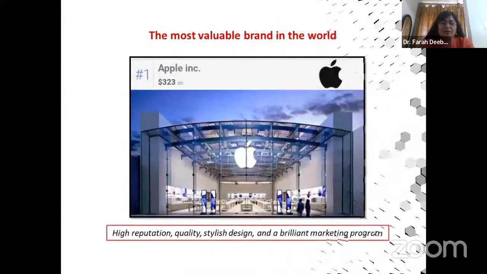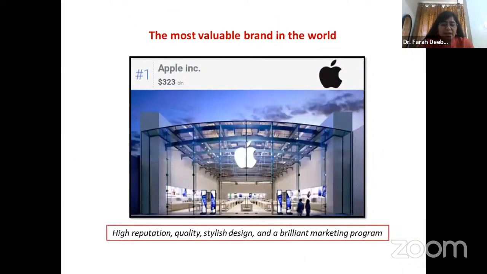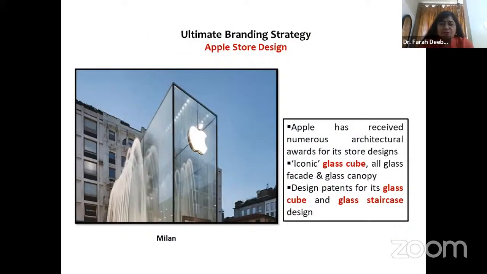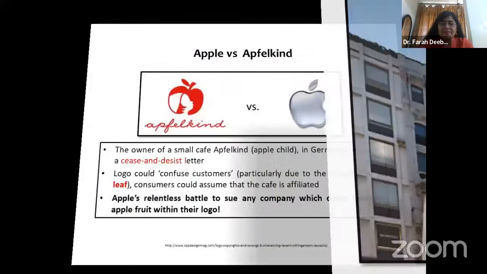So these are the top 10 most valuable brands which we know today. The Disney, Amazon, Samsung, Toyota, Coca-Cola, Microsoft, so on and so forth. And the top of them all is Apple. It has high reputation, quality, stylish design, and a brilliant marketing program. From the store front, the facade of the store, to the iconic staircase inside, to the whole branding exercise, it's an example which has to be taken by any commercial organization.